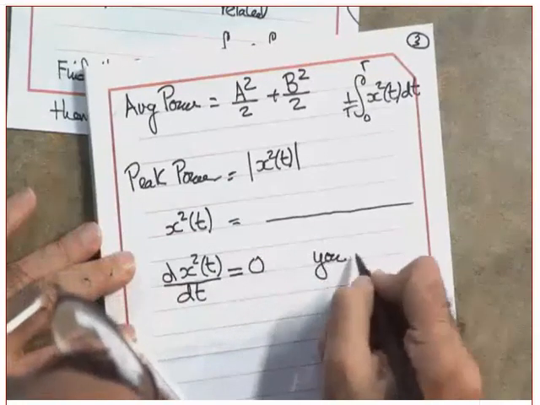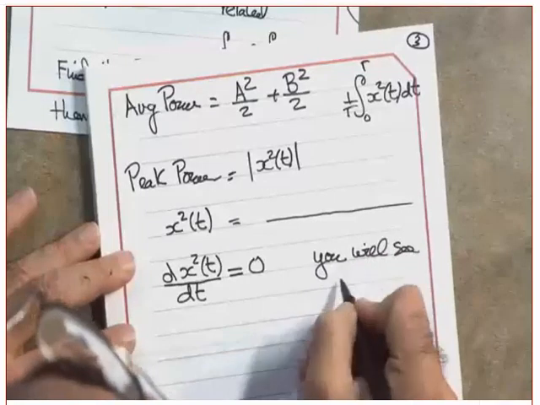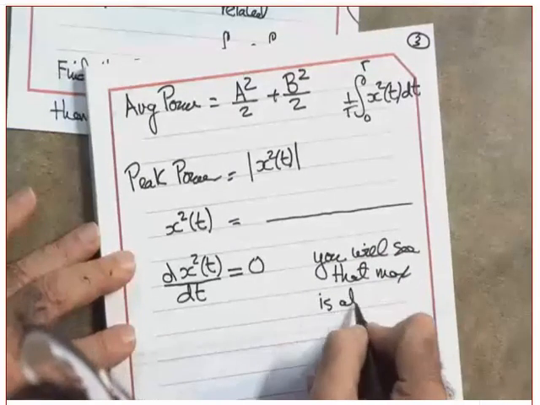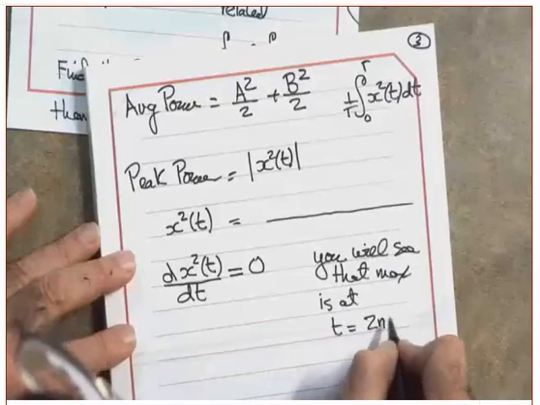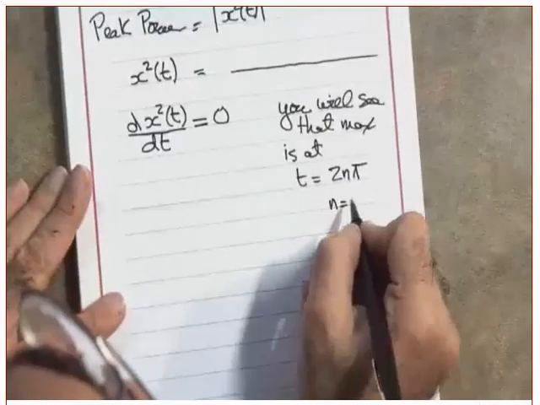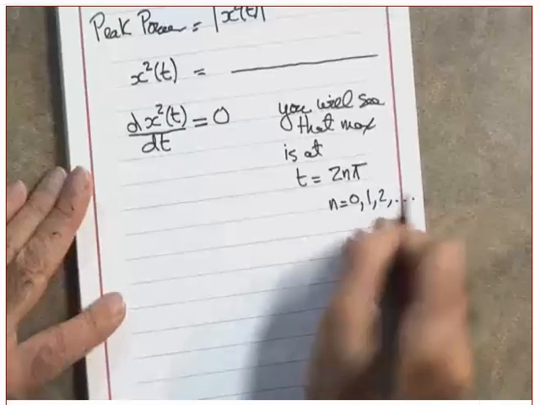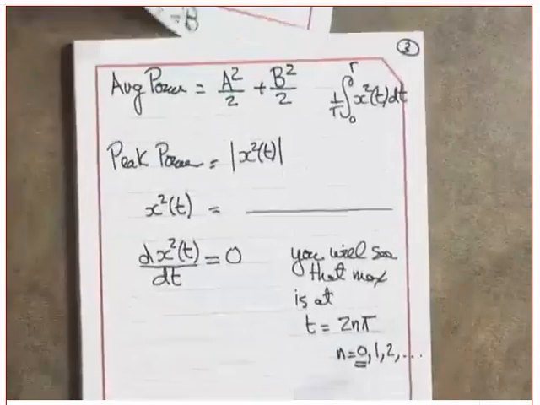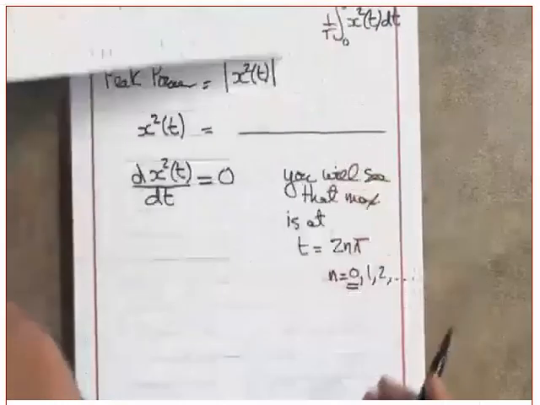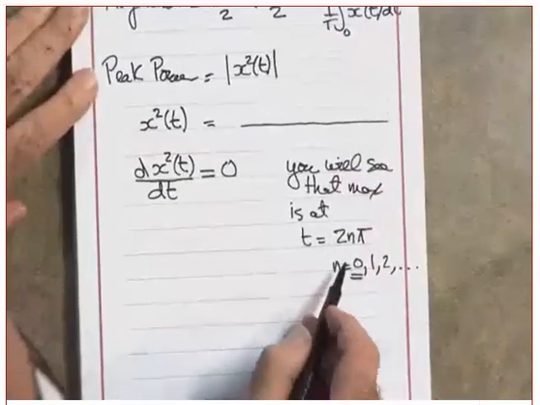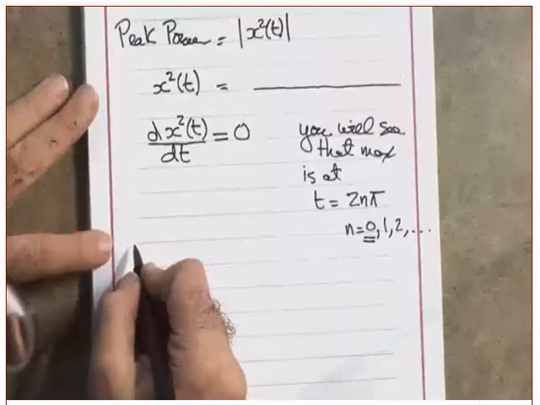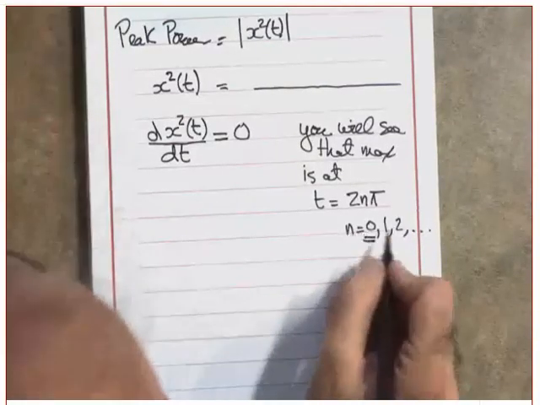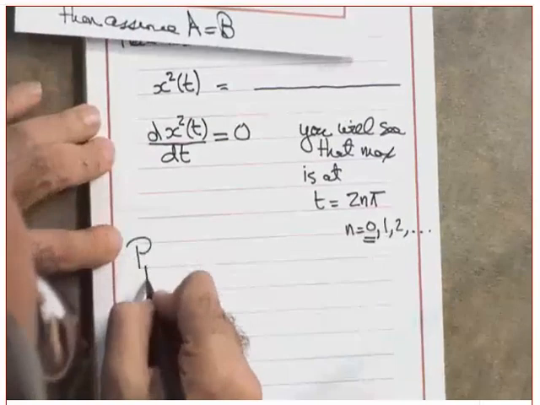You will see that the maximum is at t equal to 2n pi for n equal to 0, 1, 2, and so on and so forth. Yes or no? So if we pick n equal to 0 and plug it into this equation, you will end up with the peak, P.